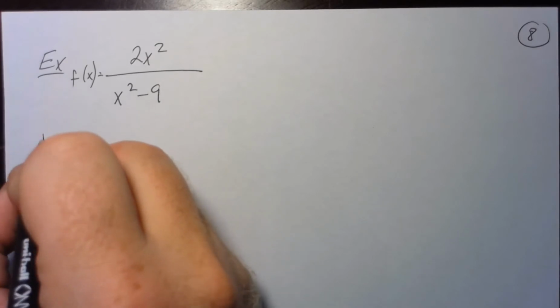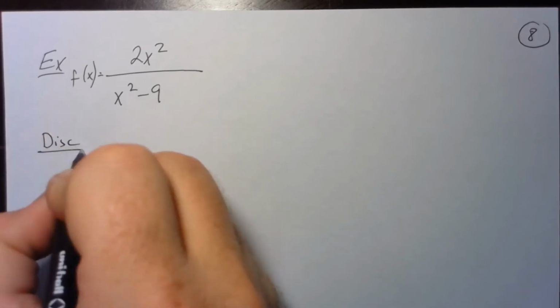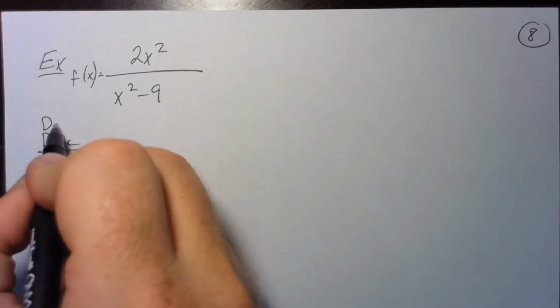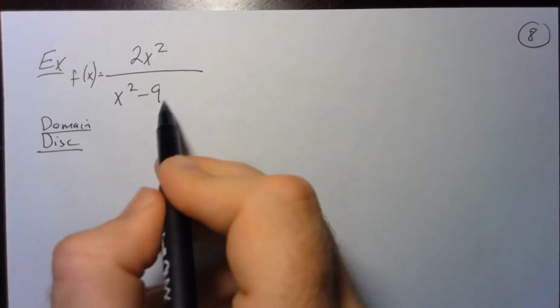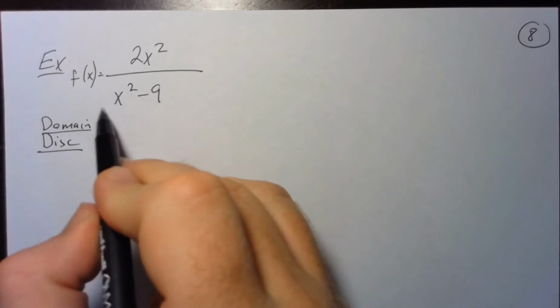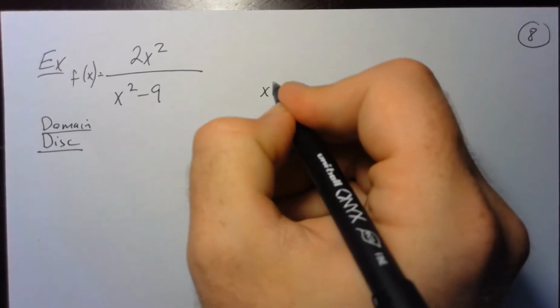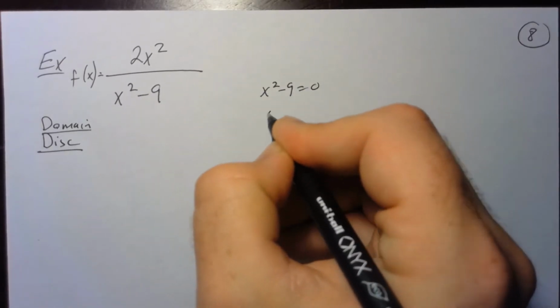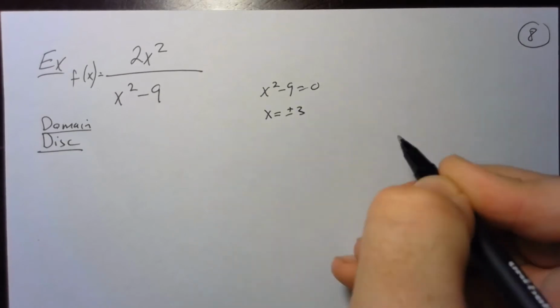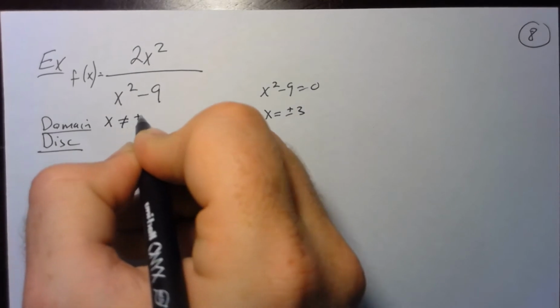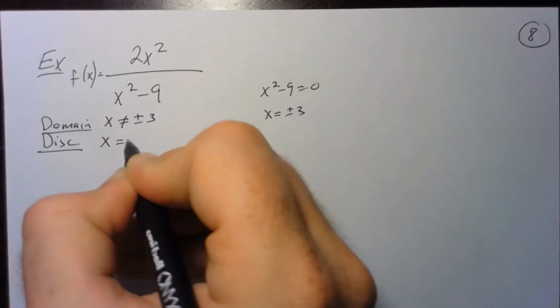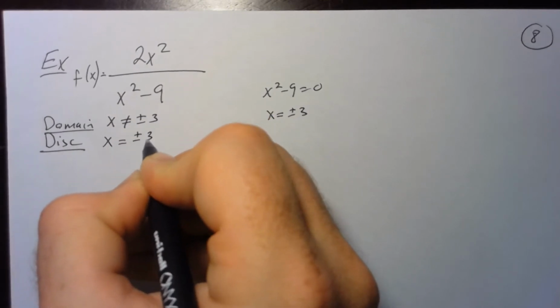So the first thing we're going to go ahead and do is find the discontinuities. Those discontinuities specifically will be attached to the domain, and that domain will be attached to looking at the denominator equaling 0. In this case, if you set the bottom equal to 0 and solve, you'll have x squared minus 9 equals 0. That's going to give you x equals plus or minus 3 when it's all said and done. So my domain is x cannot be those numbers, plus or minus 3, and therefore my discontinuities are x equals plus or minus 3.